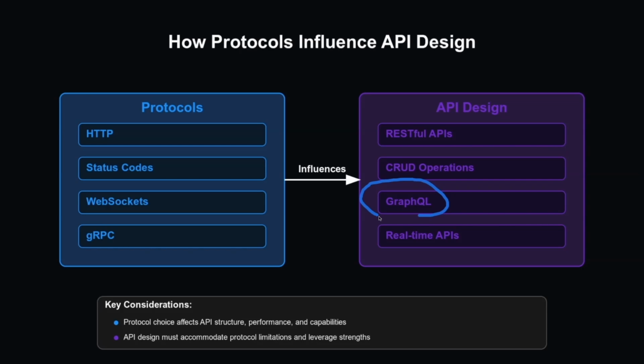In case of GraphQL APIs, you again will use the HTTP protocol instead of WebSockets or gRPC. gRPC, on the other hand, can be used along with microservices in your architecture to make it faster compared to HTTP. So your protocol choice will affect the API structure and also the performance and capabilities. Therefore, you should choose it based on its limitations and strengths and the one that makes more sense in the type of API that you'll be developing.